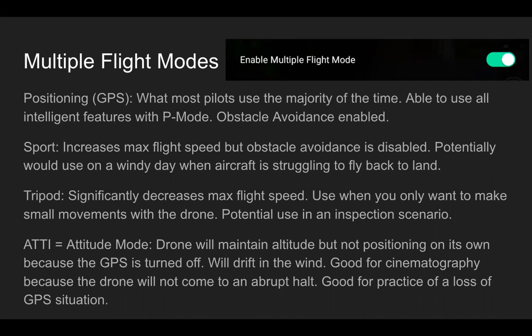And finally, ATTI mode here, or attitude mode. The drone's going to maintain its altitude, but not the positioning on its own because the GPS is turned off. So it's going to go ahead and pretty much drift in the wind. This can be useful for cinematography because the drone's not going to come to an abrupt halt when you take your fingers off the sticks. It's also good to use ATTI mode for practice because we can't depend on always having GPS. Ideally, most of the time we will, but you need to be prepared in case you're not getting a GPS signal or you lose GPS signal and you manually need to land the aircraft in ATTI mode. So a good mode to practice in as well.